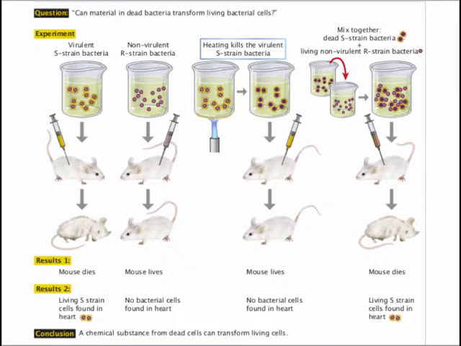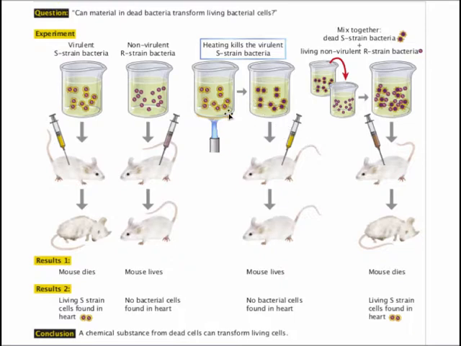And so he did this very simple and elegant experiment. He took the virulent Streptococcus strain, injected it into mice, and the mice died. When they dissected the mice, they found the living strain of the bacterium in the heart of the mice. However, if they did that same experiment with a non-virulent strain of the bacterium, the mice lived and they're happy. There's no bacteria in their hearts. So when Griffith heat treated the S strain and then injected it, the mice lived. And he thought that was interesting.